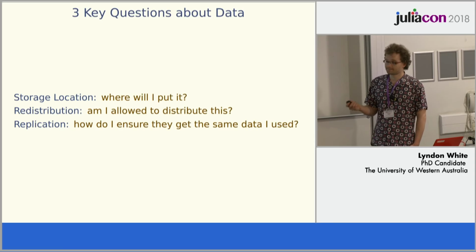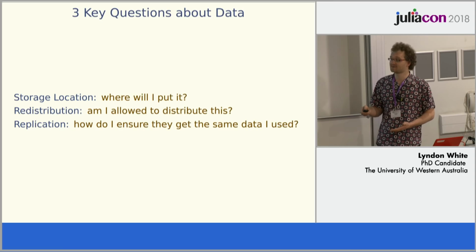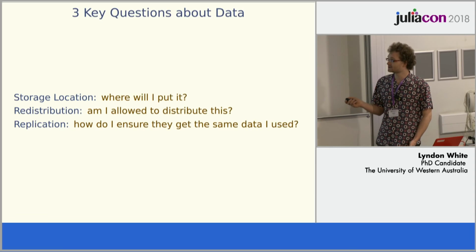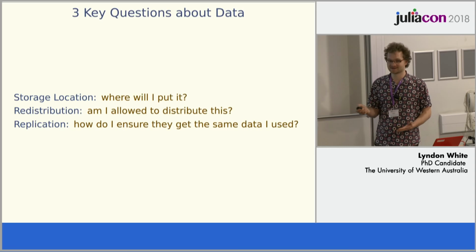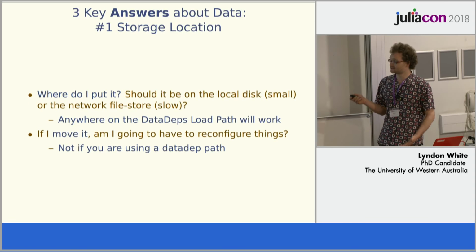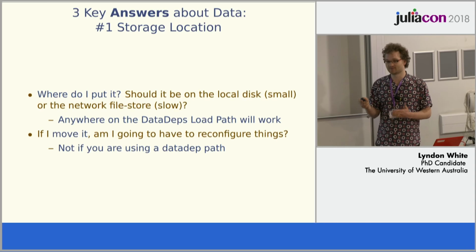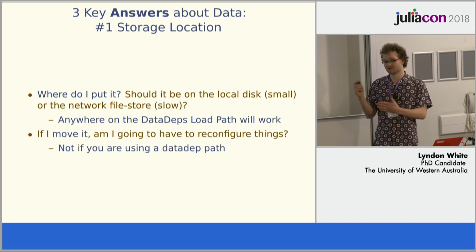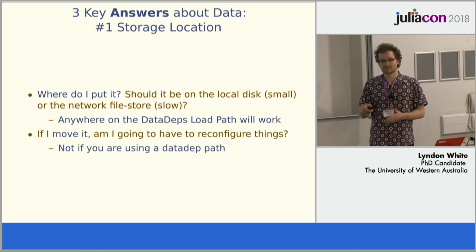So I think there are 3 key questions about data. Where am I going to put it? Am I allowed to redistribute it? And how do I ensure they get the right data so they can replicate my results? So with storage location, one of the questions I often see is, do you want to put it on your local disk, which is small but very fast? Or you put the network file store, which is slow, but it's huge.